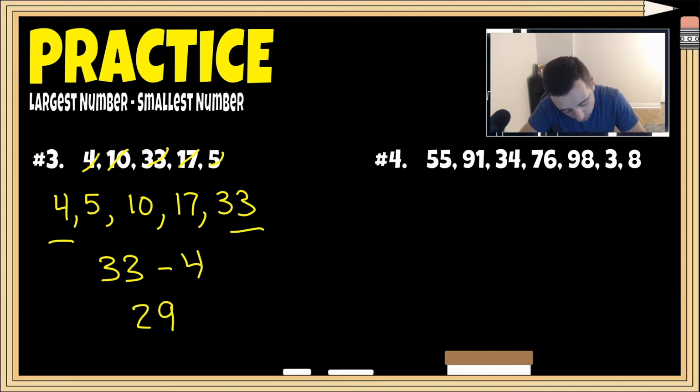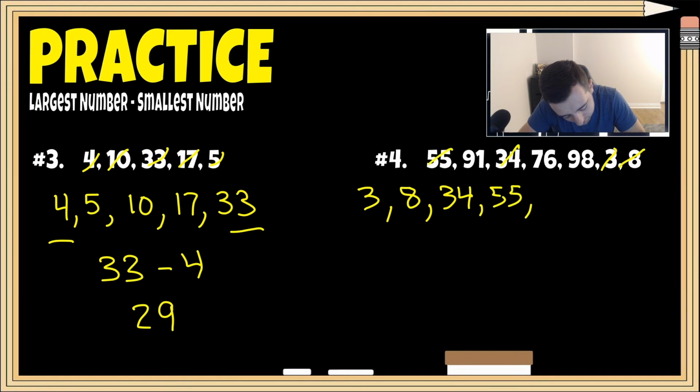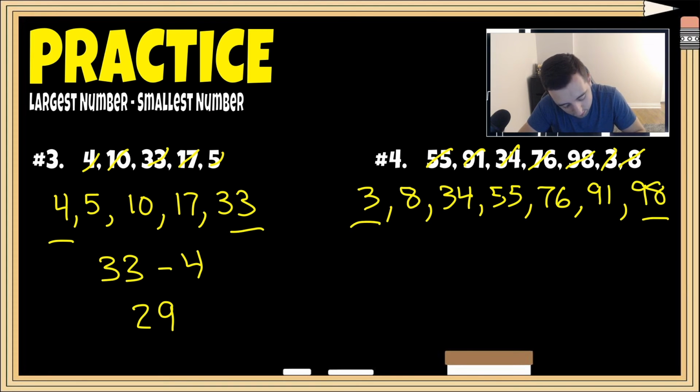And now let's do the last one here. So a little bit longer. Looks like we have 7 numbers this time. So we have 3. We have 8. Looks like we have 34 next. 55. 76, 91, and finally 98. Largest value is 98, smallest is 3, so 98 minus 3 is going to give us a range of 95.